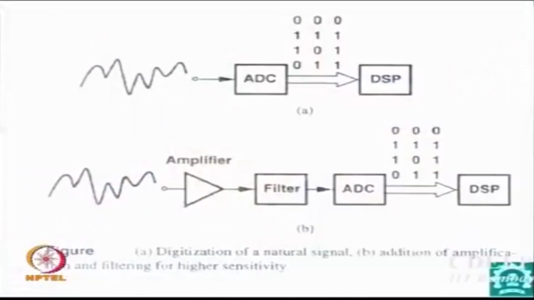So that is why you need an amplifier and you need a filter before any DSP or ADC can be applied. So that is why analog cannot be just brushed aside. Natural signals that require digitization will require at least an amplifier, a filter and an ADC.